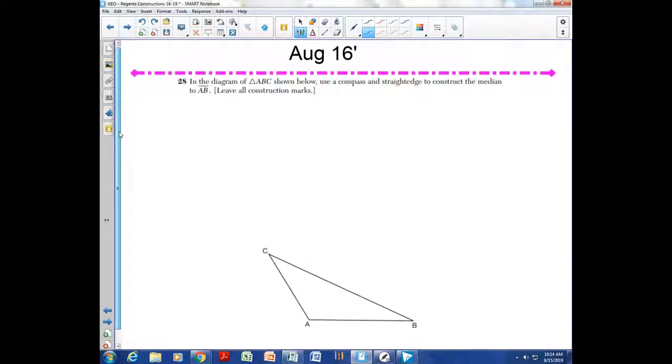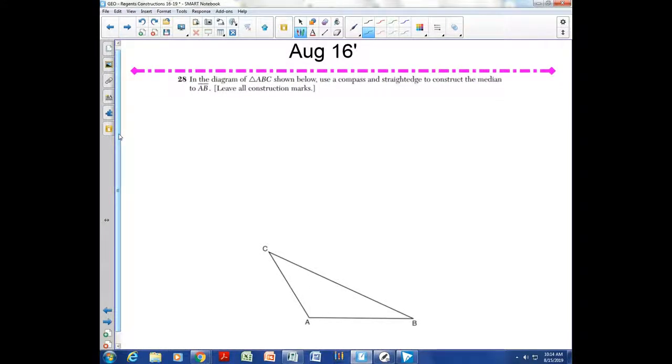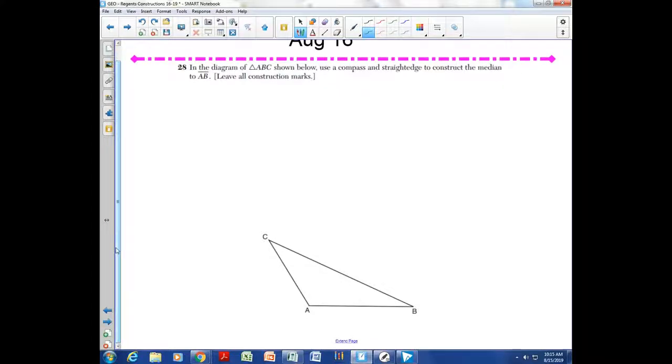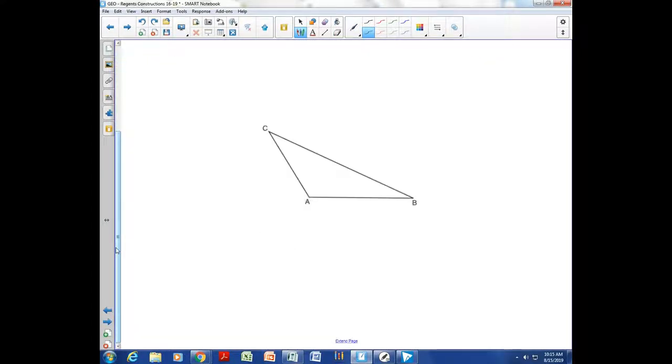August 2016, number 28. In the diagram of triangle ABC shown below, use a compass and straight edge to construct the median to AB. Okay, we had this problem before, so it's a repeat. So again, we need to find the midpoint of AB.